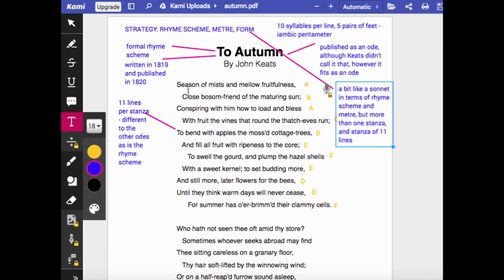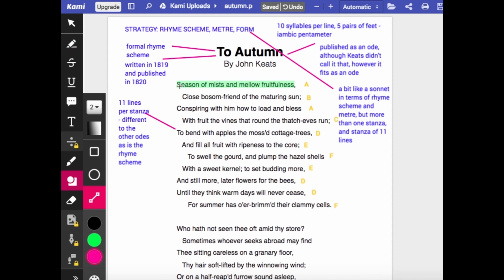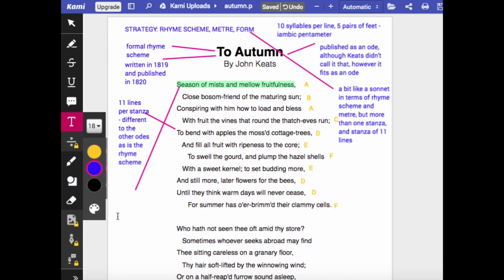So once you've approached a poem with that strategy, rhyme scheme, metre and form, you've got a few things to say about it. You've got a little bit of context, written in 1819, published in 1820, the last of many odes that he wrote that summer. Now you can start talking about what the poem itself says. And in this case, the first line is very famous. Season of mists and mellow fruitfulness. It's become a cliche. It's become something that we say about autumn often, almost every year.